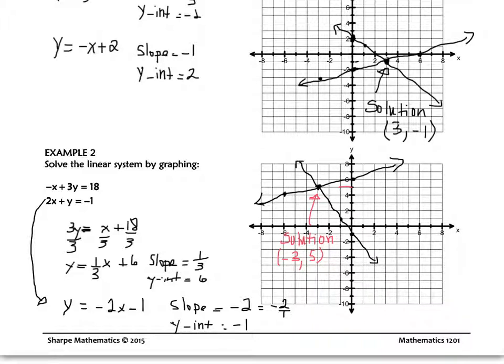And you can check your answer again by plugging it into your equation. If you have a negative 3 for the x, in the first equation, the negative of negative 3 would be positive 3. And then 3 times 5 would be 15, so 3 plus 15 is 18. It works in the first equation. And if you go back and plug in negative 3 into your second equation, 2 times the negative 3 is negative 6. Negative 6 plus 5 is negative 1. And that works in your second equation, so you know you got it right.